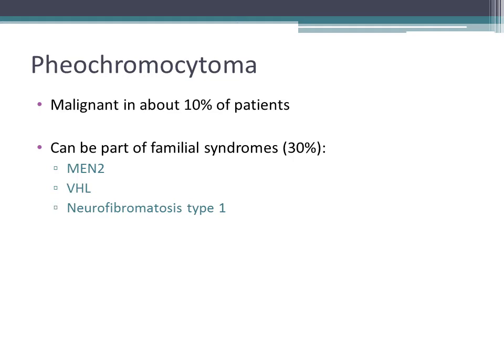You might read about the 10% rule, which also indicates that 10% of pheos happen in children, 10% of pheos are bilateral, that sort of thing. So these are true general statements.